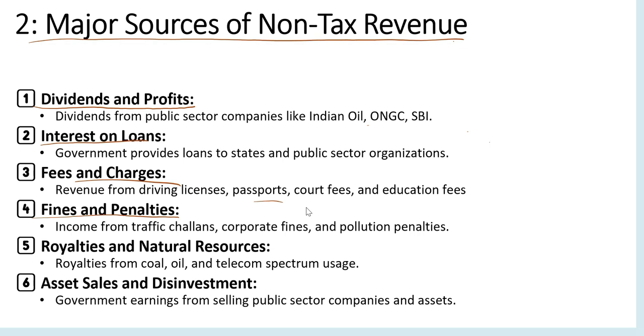Fines and penalties. Have you ever paid a traffic challan or heard about corporate fines or penalties for pollution violations? This also contributes to the government's income. Royalties and natural resources. Companies that use oil, mines, or telecom spectrum pay royalties to the government, which is another major revenue source. Asset sales and disinvestment. When the government sells a portion of its stake in public sector companies or sells land, buildings, or infra, it is also a part of non-tax revenue.